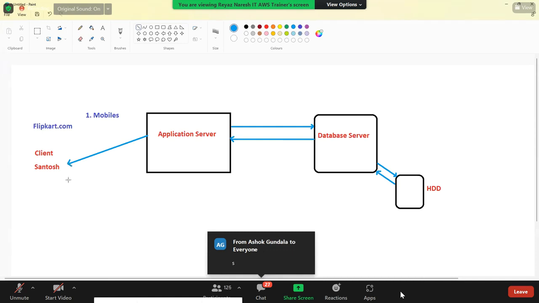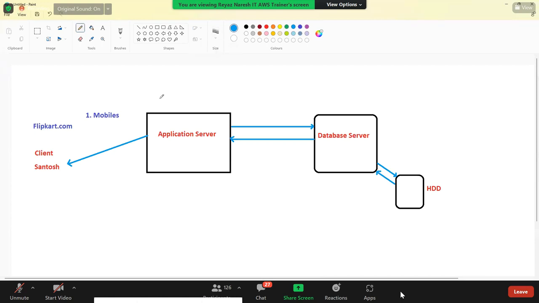This is a normal flow. So it lasts like this.